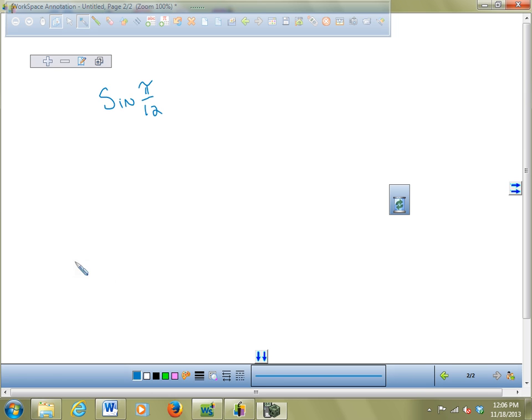Does anyone know how many degrees that is? That's 15 degrees, because pi over 6 is 30 degrees. So you can kind of convert it in your head to 15 degrees. And then you have to say, well, 15 can be what two angles that I know the sine and cosine of?